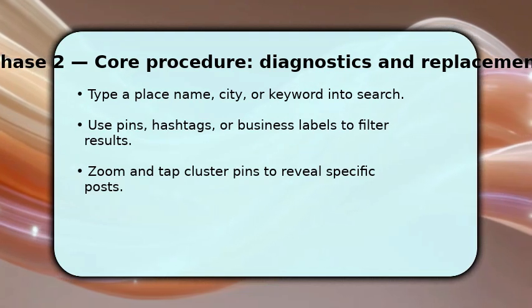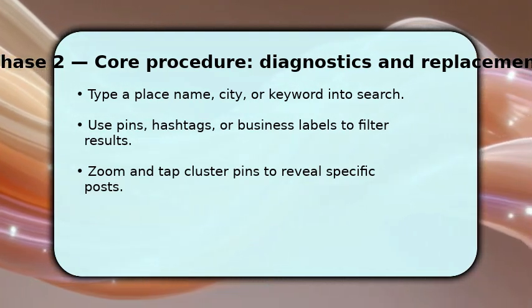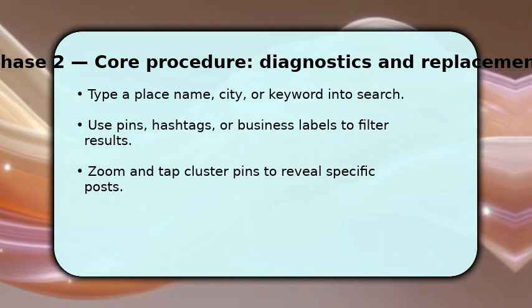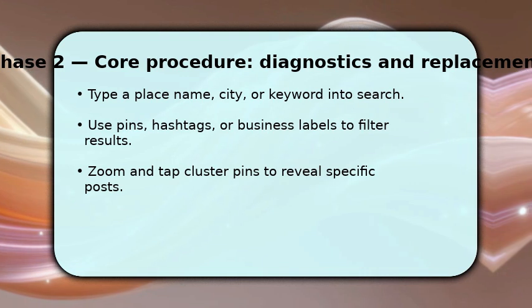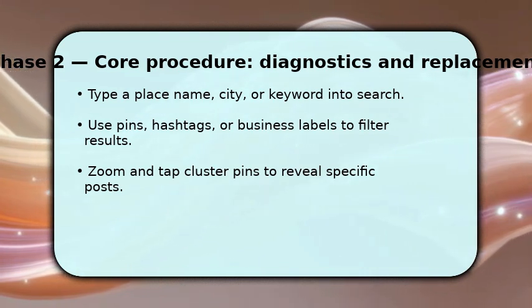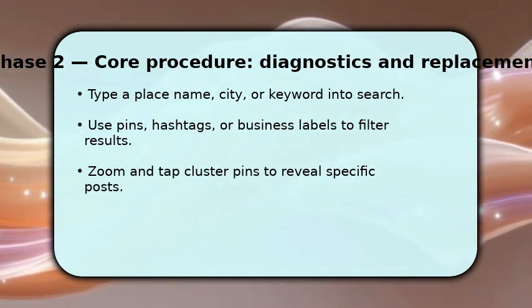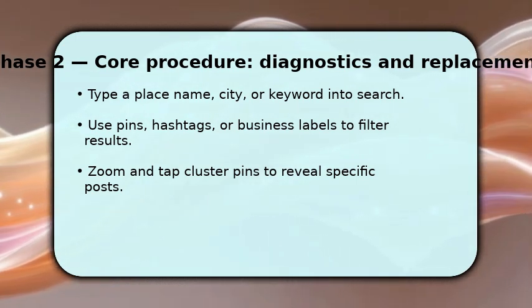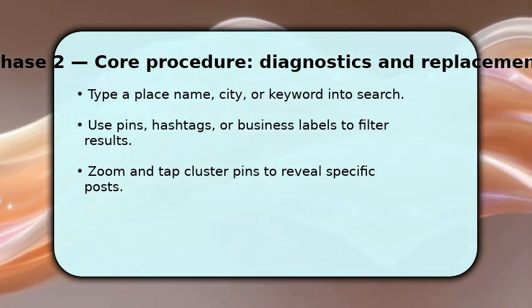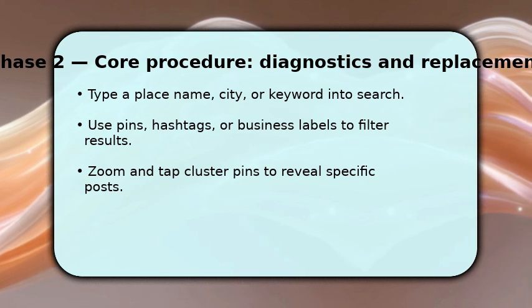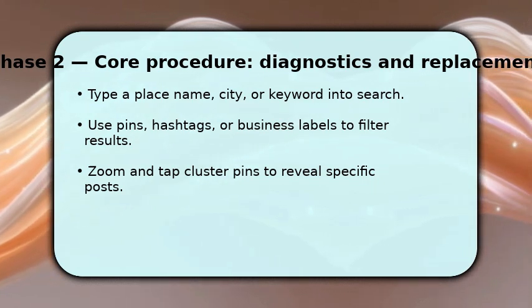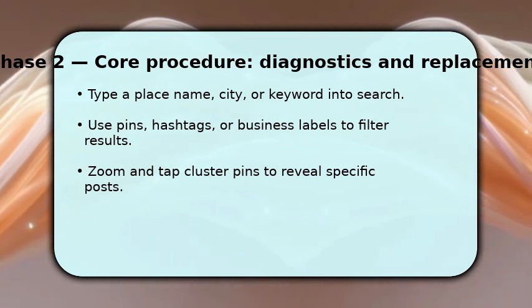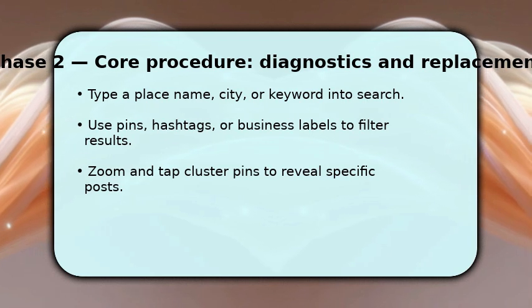Next, type a specific place, neighborhood, or keyword into the search box to narrow results. You'll see pins and place pages. Tap a pin to open recent posts and business info. Once done, filter visually by looking for labeled pins, hashtags, or official business badges. These clues tell you verified versus user-generated content. If too many pins overlap, zoom in and tap cluster pins to expand them. This helps you find the exact listing or post you want.